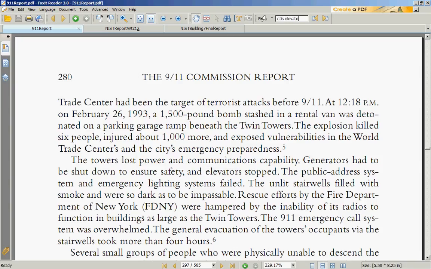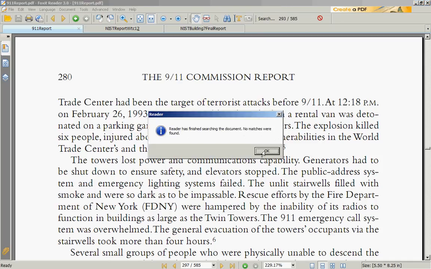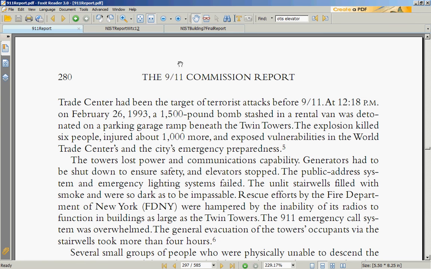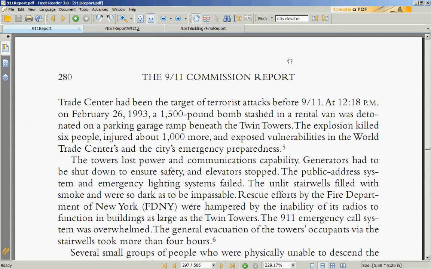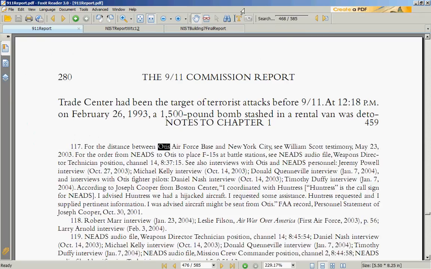So we search all the pages and let's see if Otis Elevator appears. Nope, no matches found. Okay, and in the interest of time, I did check that out in the Building 1 and 2 report, found 0 occurrences, and in the World Trade Center 7, 0 times. Okay, now the word Otis does appear because there's an Otis Air Force Base. So if we put just the word Otis by itself and search, we find Otis Air Force Base.